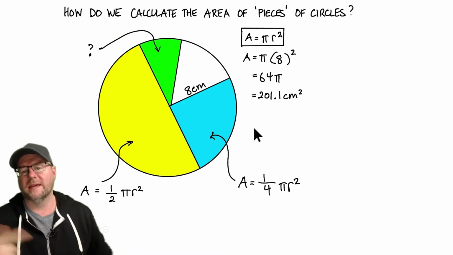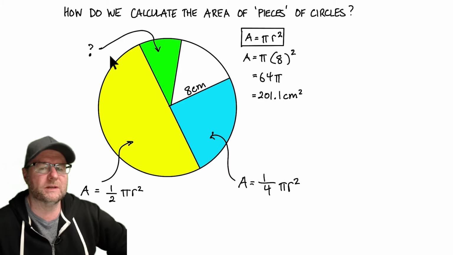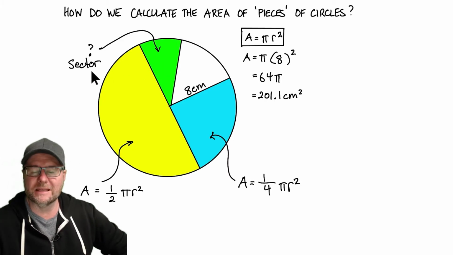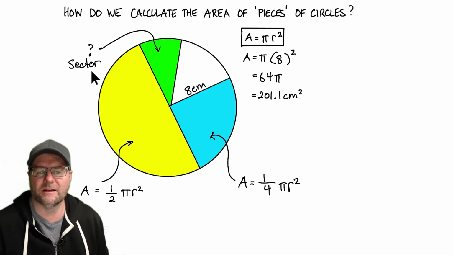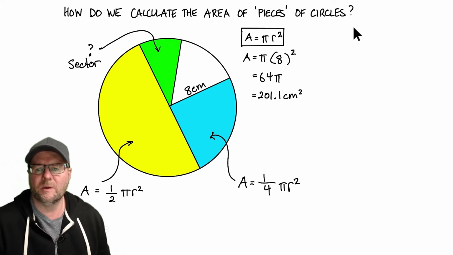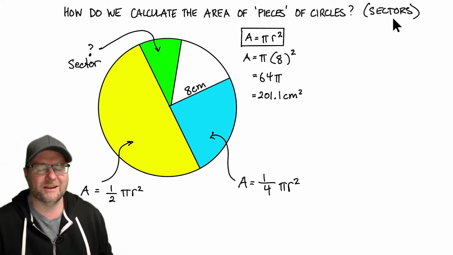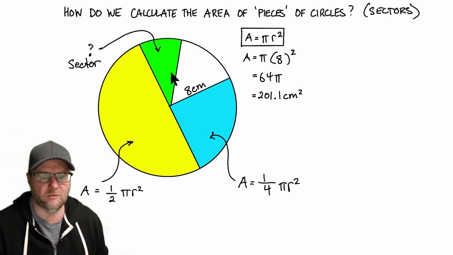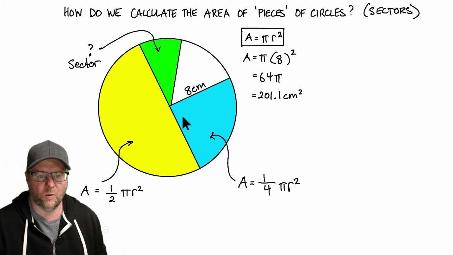But here's where things get funky. What if I want to work out the area of this sector? Okay, now remember we said that a piece of pie from a circle is called a sector. So when we calculate a piece of a circle, we're actually calculating the area of a sector. Now I can look at that. I don't know if it's a half, a quarter, an eighth.